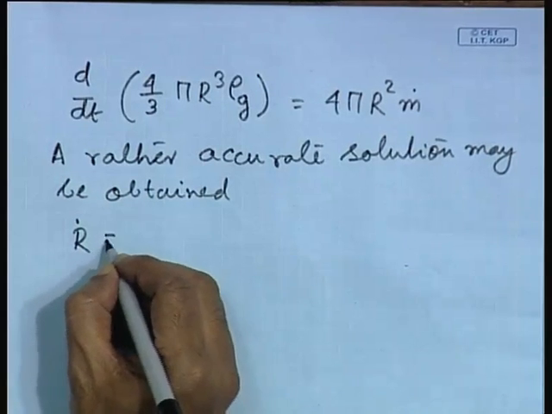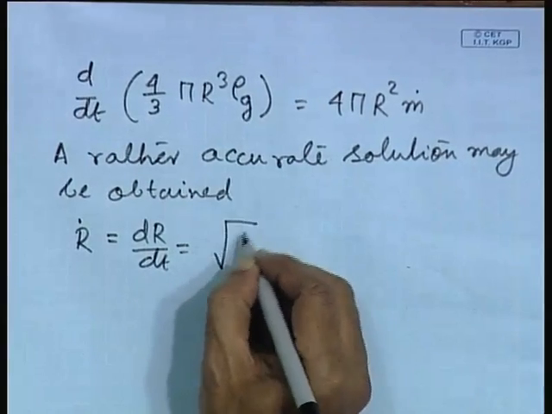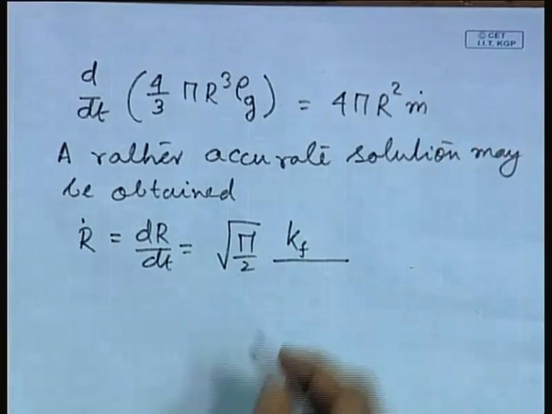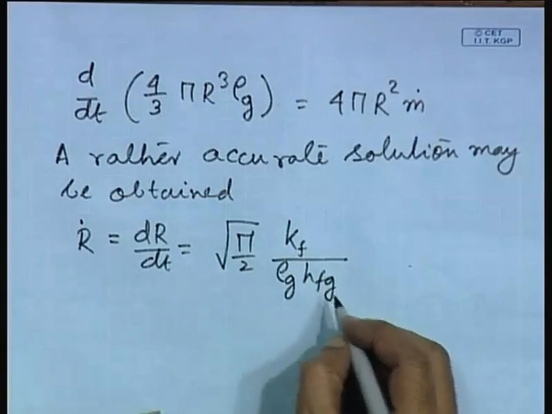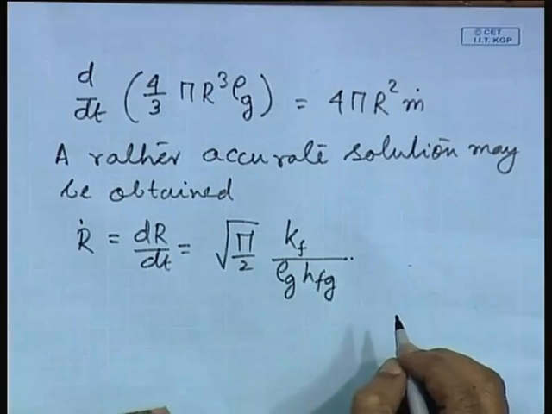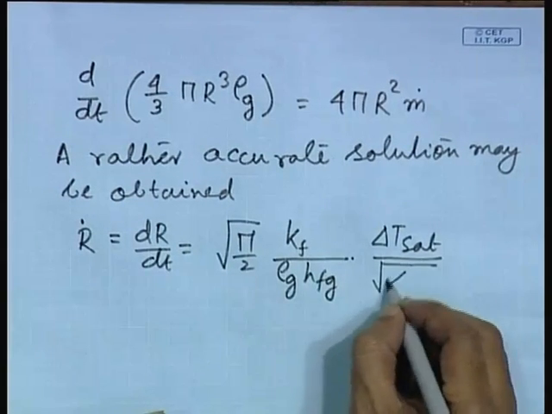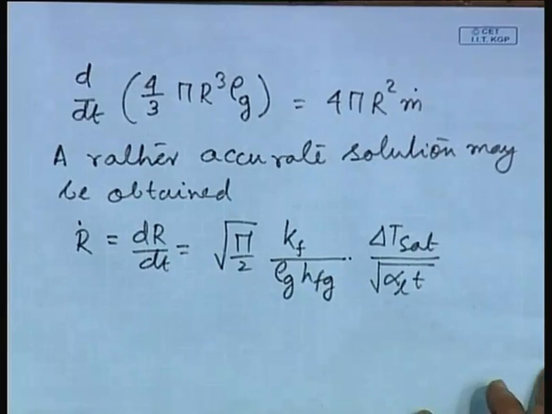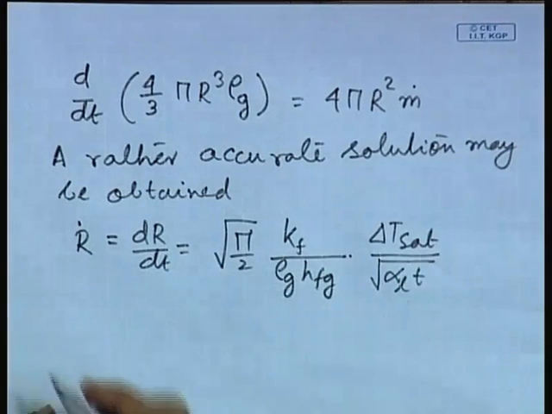r dot, that is equal to dr dt, that is equal to root over pi by 2 Kf, the thermal conductivity of the liquid, rho g HFG, the density of the vapor and the latent heat of vaporization, then delta T sat by alpha L t. In the above equation, the integration can be done, this above equation can be integrated.